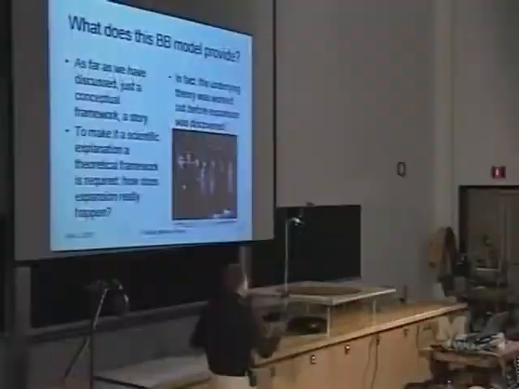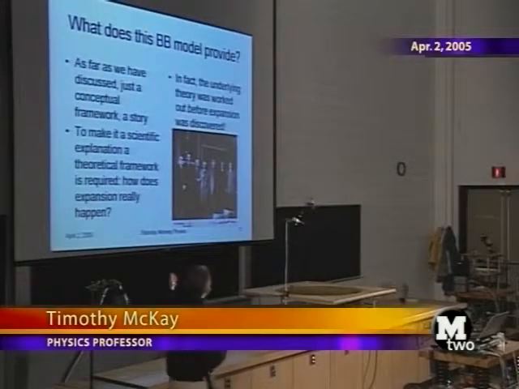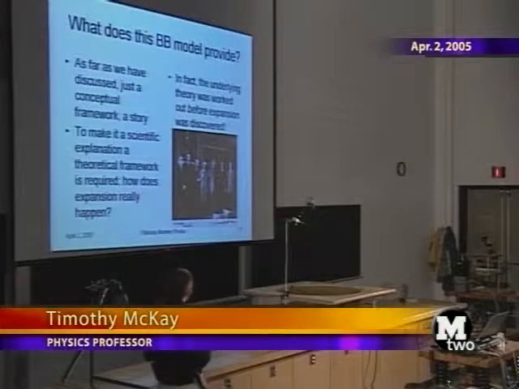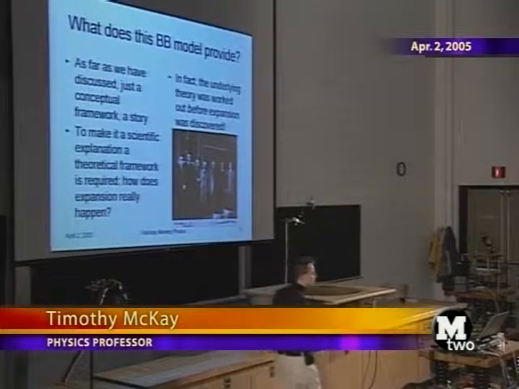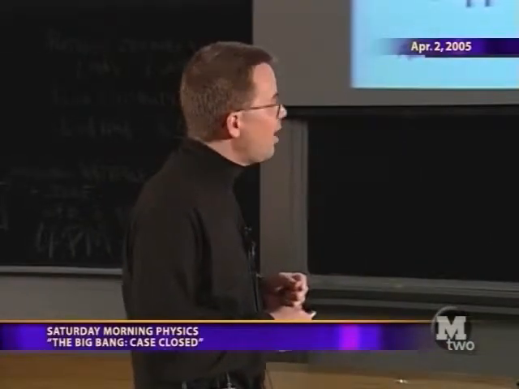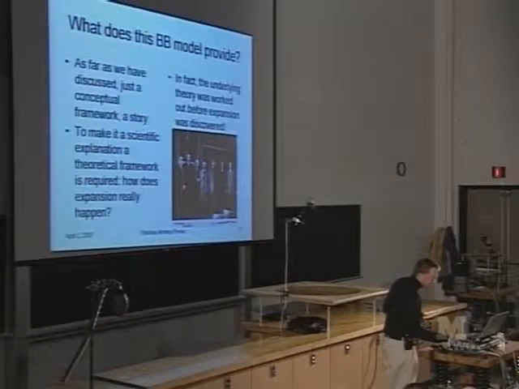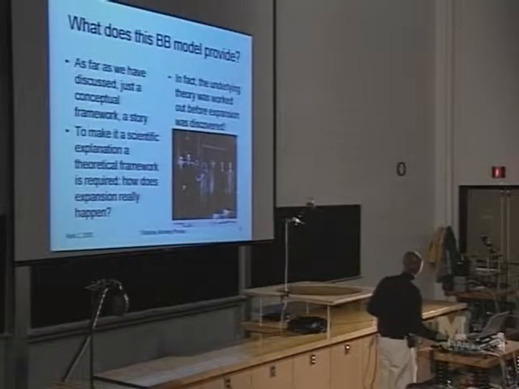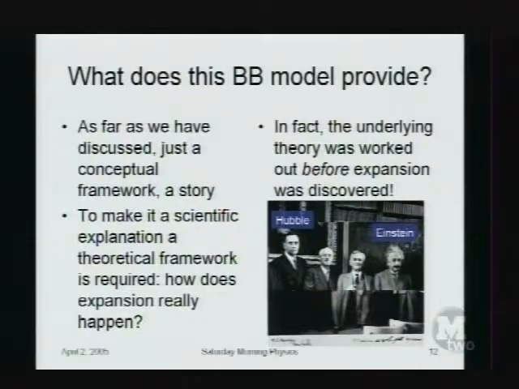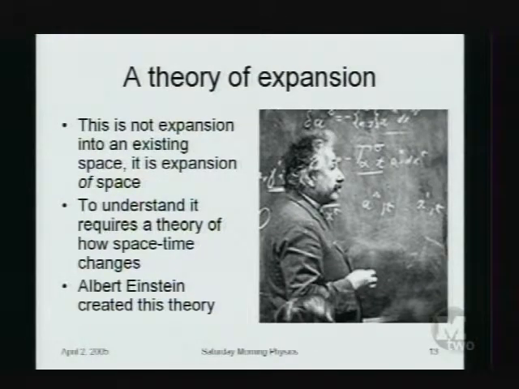What we talked about so far is just kind of a conceptual framework, and in order to turn this into a scientific theory or a scientific explanation, we need a full theoretical framework which says, how does the expansion happen, and gives us the dynamics, the theory to predict precisely how that expansion should happen. This underlying theory was worked out, as I said, before the expansion was discovered by none other than Albert Einstein. So here's a nice picture of him with lots of other famous scientists, and if you zoom in, you can see there's Einstein, and there's Hubble. All right. Einstein worked out this theory of expansion. And again, it's not a theory of expansion into something, but a theory of expansion of the space itself.